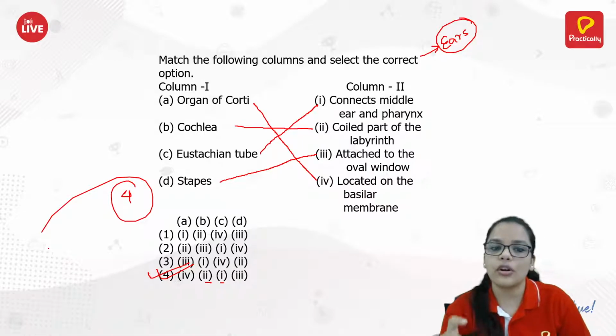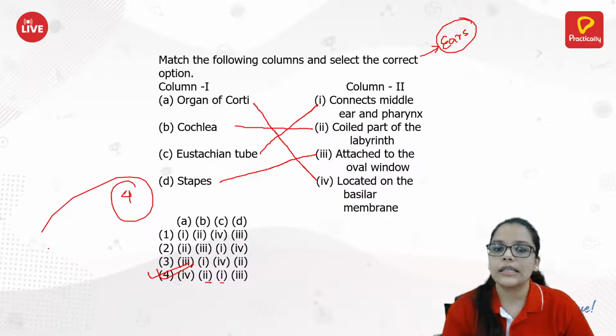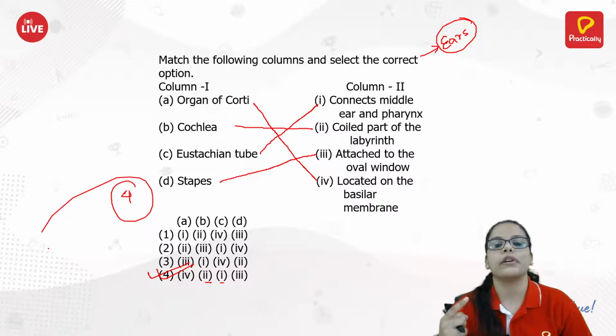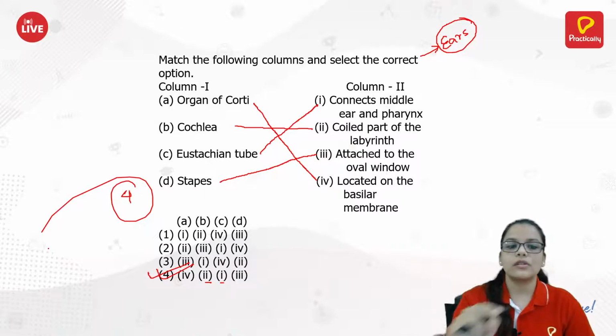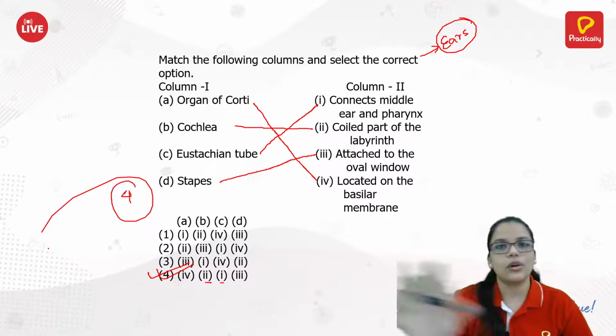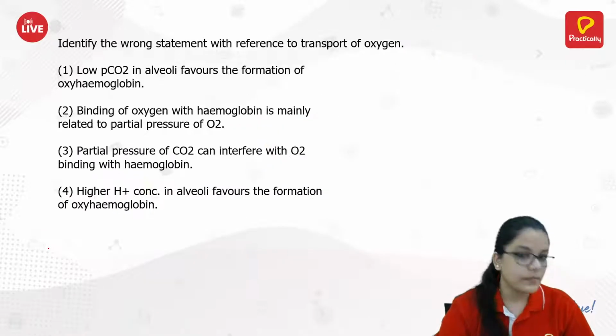For sure, I know eustachian tube connects the middle ear and pharynx. Okay, then I saw there are two options which has the same answer. Now, for sure, I knew that cochlea is a coiled part of the labyrinth. When I matched those, I saw that fourth option is correct and I put it there. That is how you have to solve the answers.